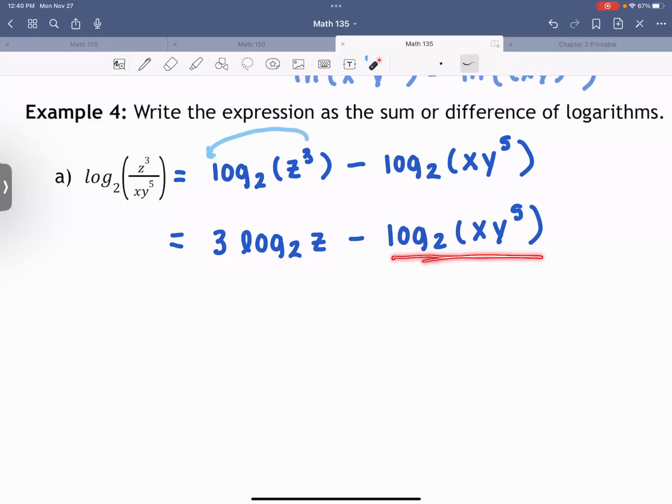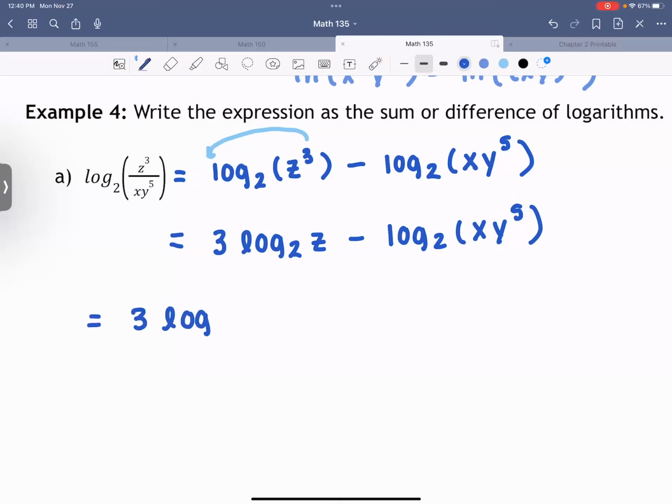Let's focus on the second term and see what we can do, okay? Now, remember, this 5 is only attached to the y, right? So we can't do anything with the 5 yet because we haven't gotten the y by itself yet. So what are we splitting up first? The x and the y, right? Multiplication turns into addition. I'm going to write something down. It's going to be a little bit wrong.